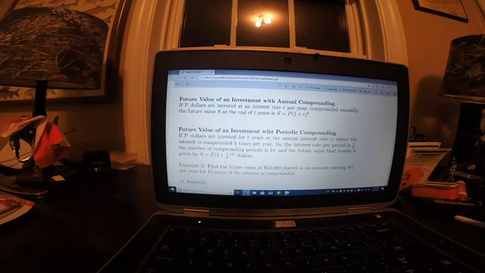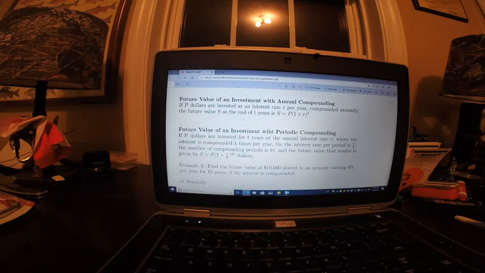Look at future value of an investment with annual compounding. It basically says if P dollars are invested at an interest rate r per year compounded annually, the future value S at the end of t years is S equals P times (1 plus r) raised to the t.